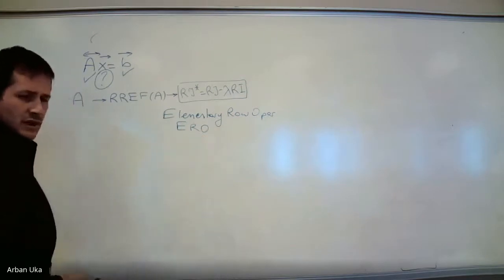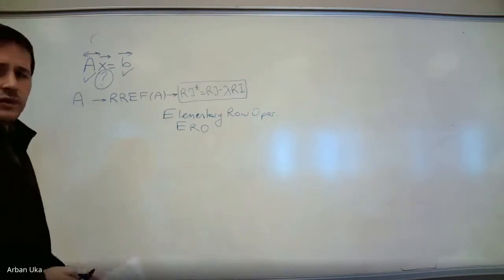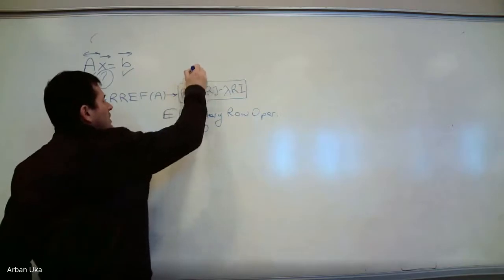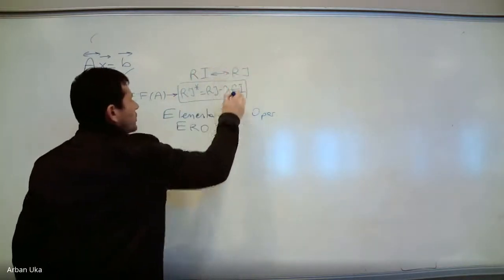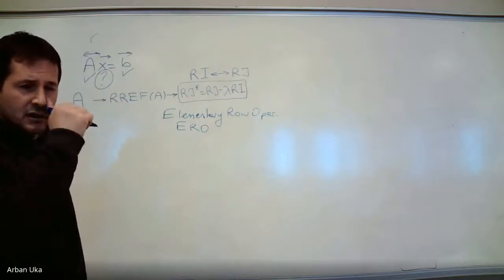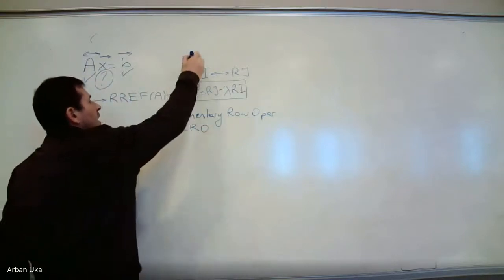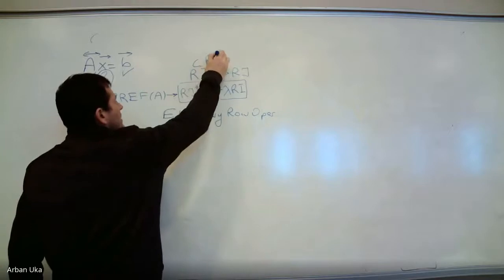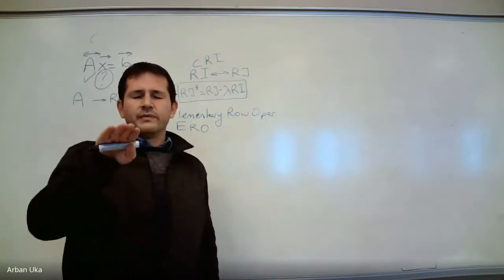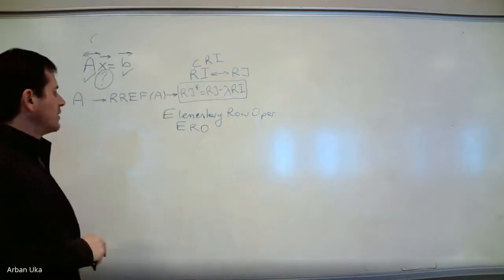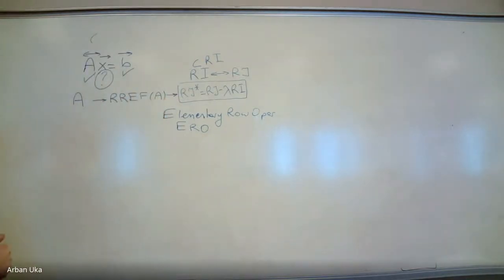So these elementary row operations, we also used other operations that look like this: row i, we interchange it with row j. This was another operation that we used, and we also did this, c times Ri, so we can multiply any row with a constant c. So these were the elementary row operations.